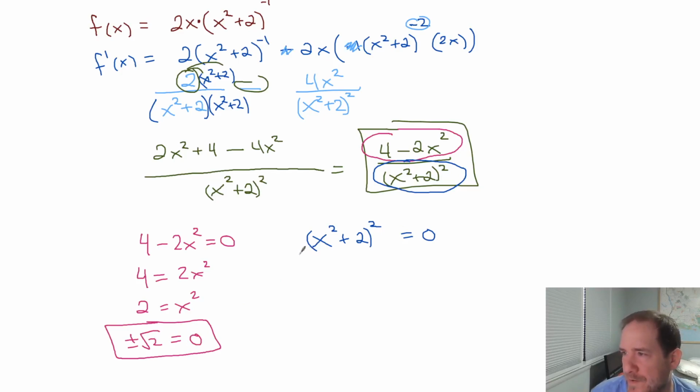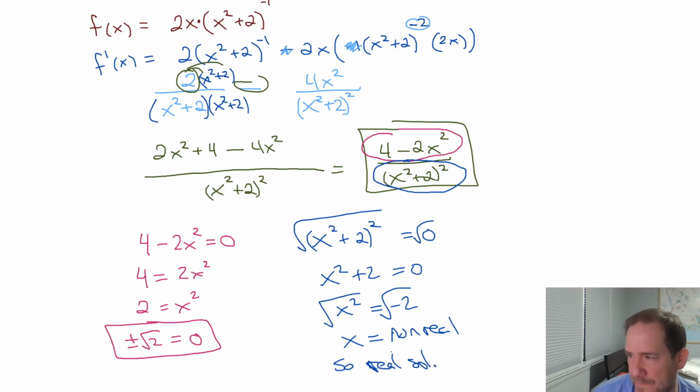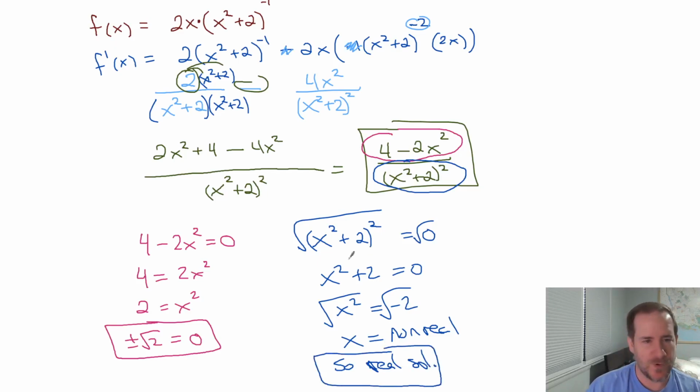Then this guy here, I would take the square root of both sides, I guess, and I'd have x squared plus 2 equals 0. I'd subtract 2 to get x squared equals negative 2. Then I'd try to take the square root, and I'd quickly realize that the only values of x that satisfy this are non-real. So no real solutions. And again, we've seen this plenty of times where we end up with a couple of equations and only one of them generates solutions and the other one doesn't. So that's fine, that's normal.